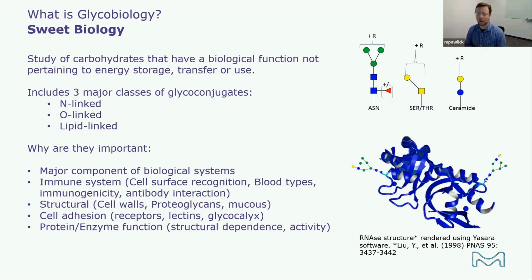And then there's a gray area in between where we start to talk about things like glycation and diseases like diabetes. Much of glycobiology research is focused on the immune system. Glycoconjugates play a central role in things like cell surface recognition, blood typing, immunogenicity, and antibody interactions. I want to point out there are three major classes of glycoconjugates, and within these, things can get more divided and complicated. But the three major classes are N-linked, O-linked, and lipid-linked. You see some examples on the top right there, and we'll go into a little bit on N-linked, and you'll see Dr. Thijssen Andersen go into more detail on the glycomics.